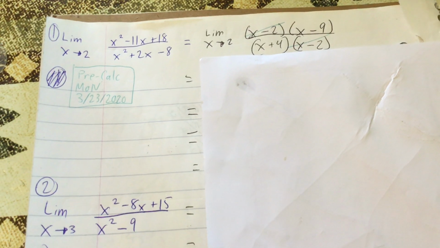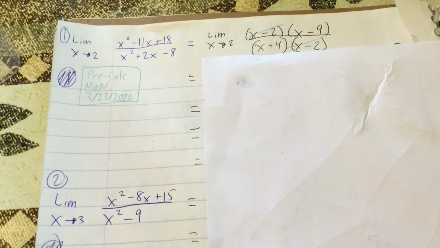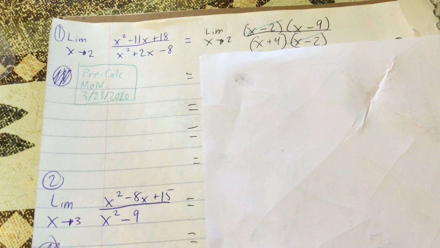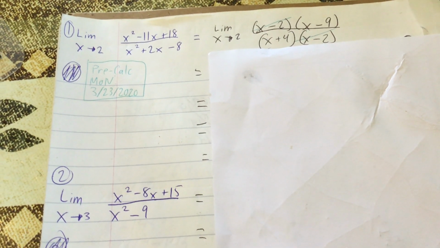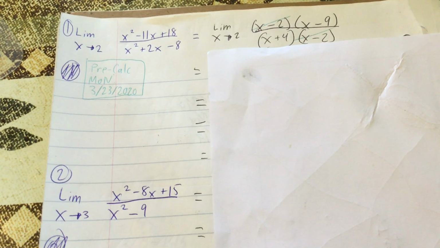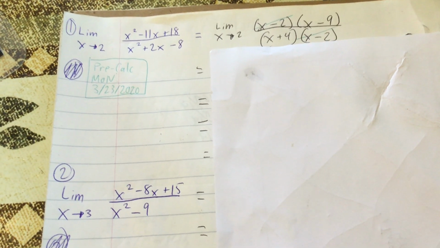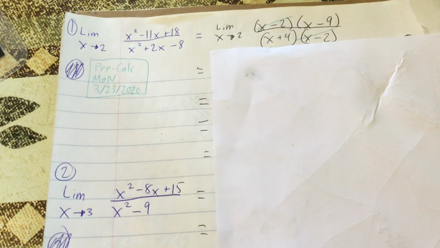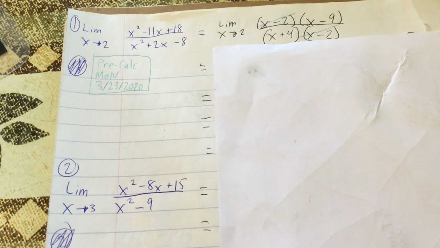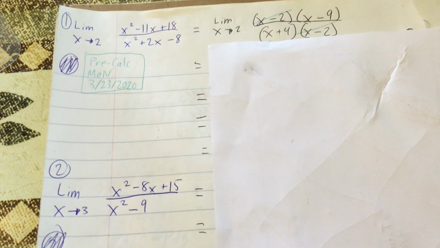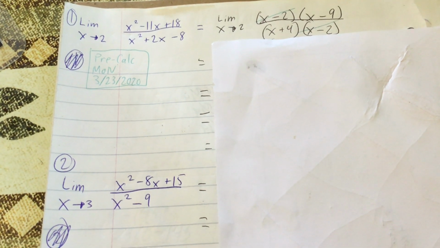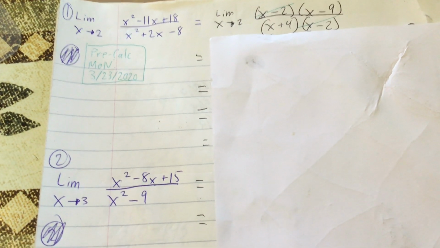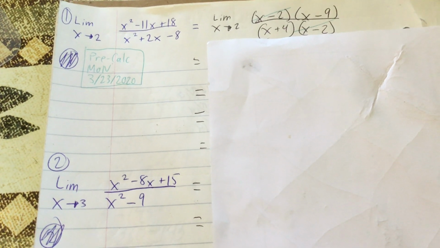So we're going to factor the top. What two numbers multiply to 18 and add to negative 11? Well, that combination needs to be negative 9, negative 2. So that top factors into x minus 2 times x minus 9. The bottom, what two numbers multiply to negative 8 and add to positive 2? That combination needs to be a positive-negative combination. In particular, the positive is stronger than the negative. So it has to be x plus 4 times x minus 2.